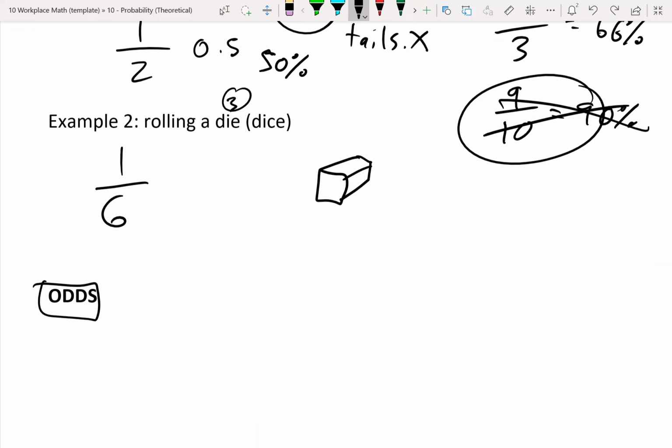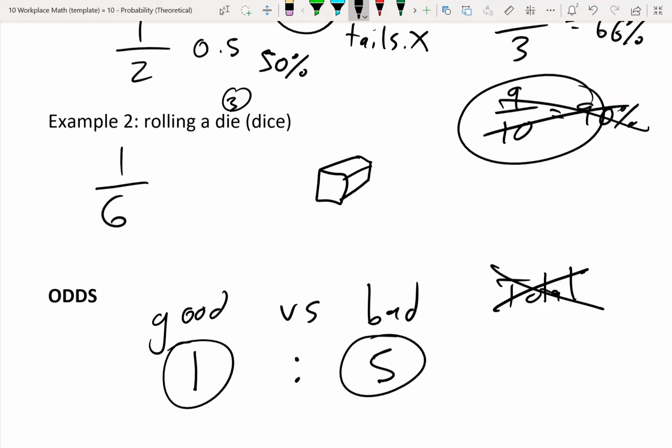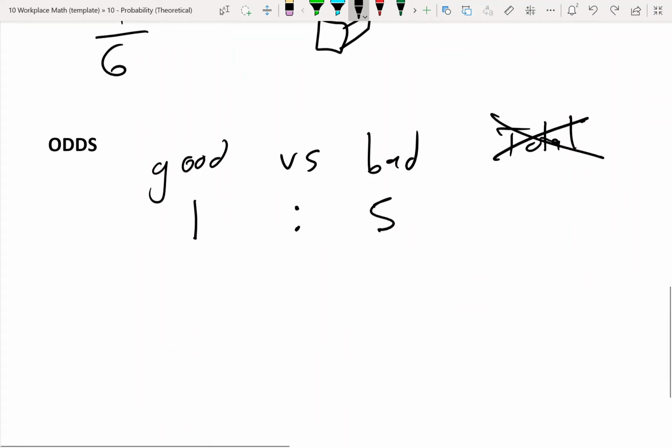Odds is a little different. Odds is when we compare good versus bad outcomes. There's no total. So if we do this dice example, the good outcomes, there's 1. Then we put a colon to say we're comparing, and how many bad outcomes are there? On this die there were 6 sides, but it is not 6, because there aren't 6 bad outcomes. There's only 5. What you'll notice is these 2 numbers we'll add to make the total.